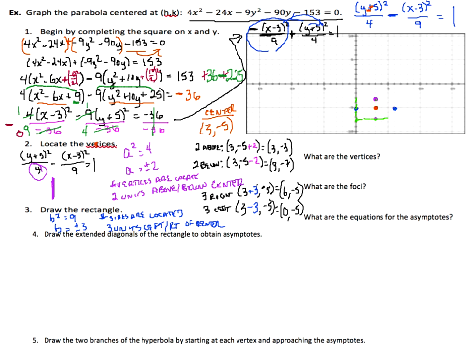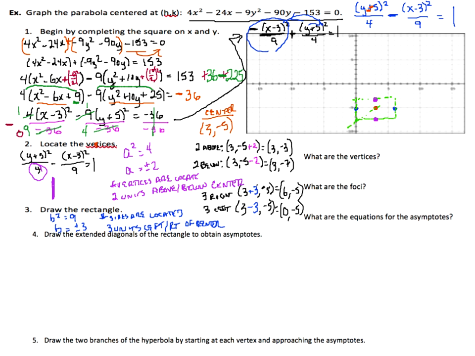That was a lot of work just to draw a rectangle, huh? Okay. And I'm just going to darken in my vertices. Now that I have all that work done, I am ready to draw my extended diagonals. So I'll draw them first, and then I'll come back and figure the equations for those lines.